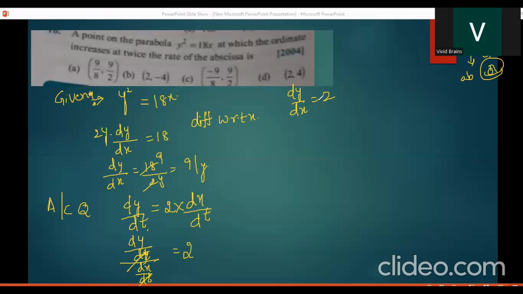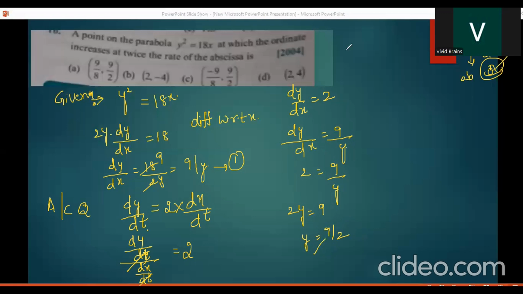dy by dx is 2. So here dy by dx is equal to 9 by y. What is our first equation? Let us take this as equation 1. Then we will substitute in that 9 by y. Can I substitute dy by dx as 2? 2 is equal to 9 by y. So 2y is equal to 9, y is equal to 9 upon 2. Yes, so you got the ordinate, right?